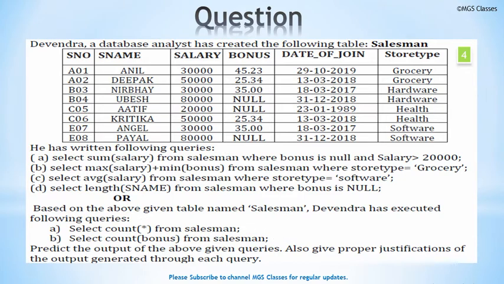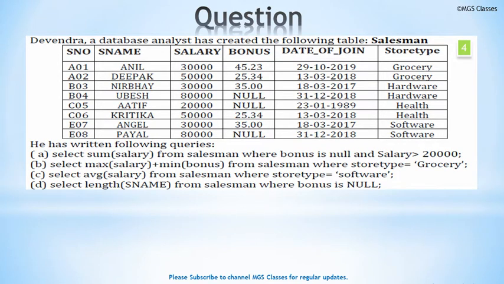So let's discuss the first portion of this question first and then we will discuss the internal choice. The first portion is that you need to consider this table and write down the output of the following queries. For writing down the output, I am using this space for rough work. The first query I am reading: select sum of salary from salesman. We need to calculate the sum of salaries from the salesman table where bonus is null.